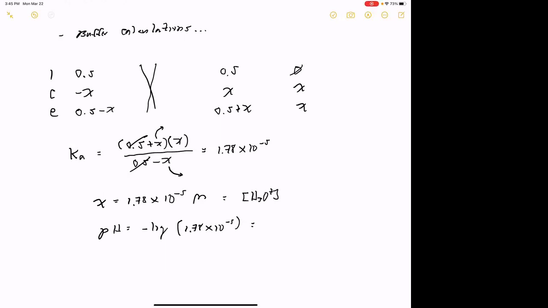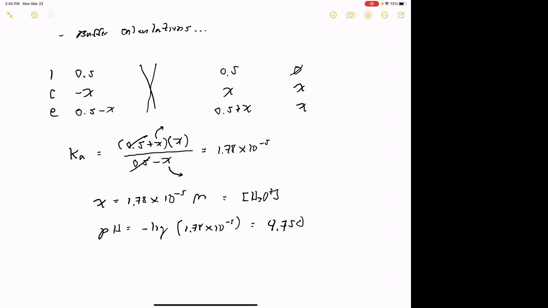I got 4.75. Okay, and we could throw one more sig fig on there if we had it. 4.7. Sorry, rounding, 4.750 then. Close enough. Okay, so a little bit acidic.